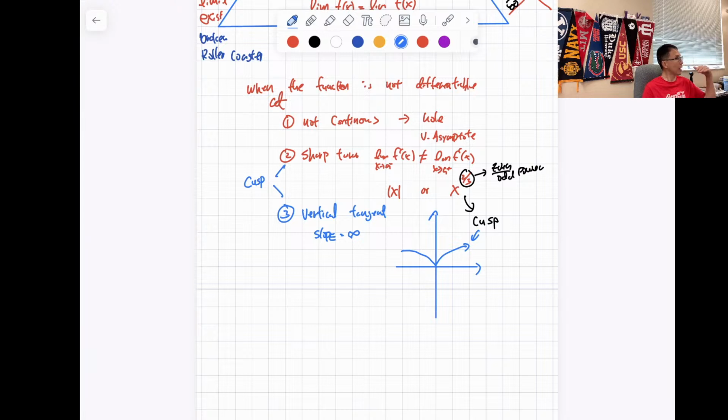Exactly, because I have a drastic change of slope. It went from -1 to +1. Right? If you have that, it doesn't work.